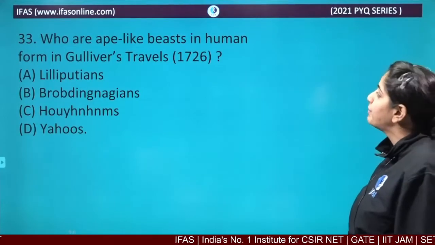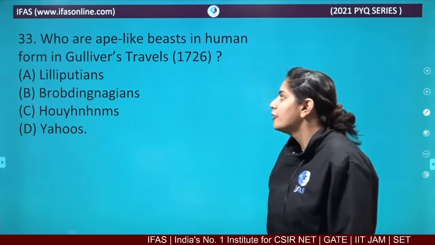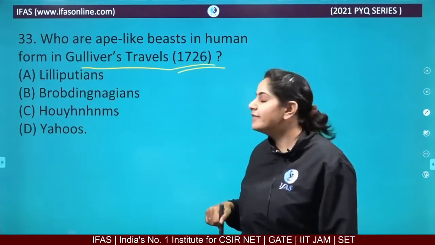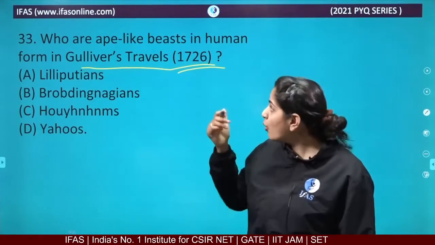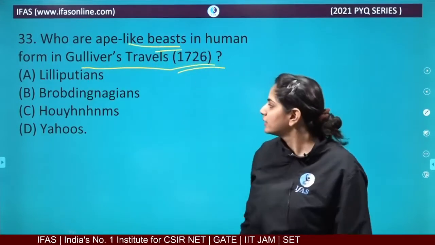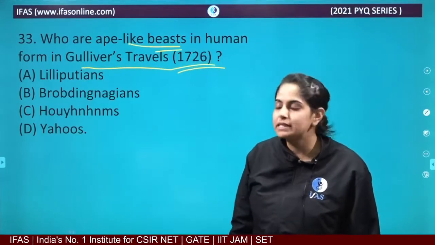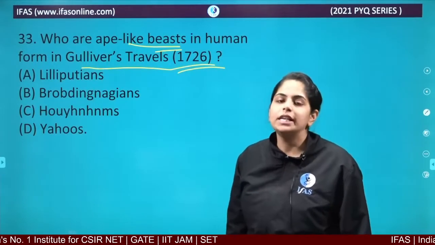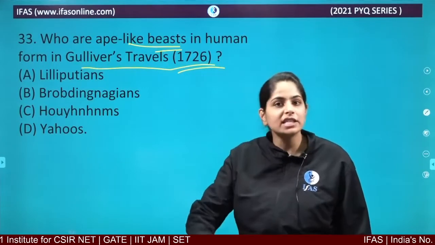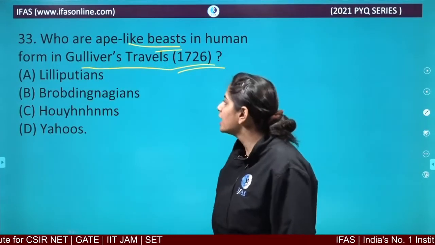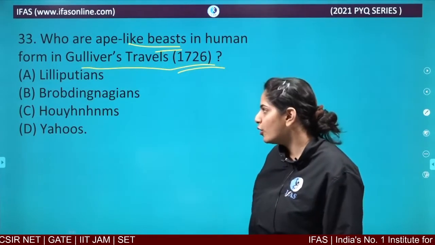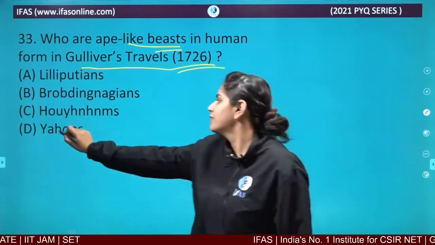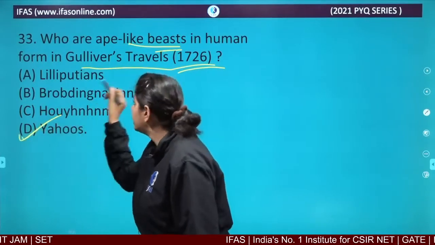Who are the ape-like beasts in human form in Gulliver's Travels, which was written in 1726? Who are these ape-like beasts? Lilliputians? No, Lilliputians were the ones who were very small in size. Brobdingnagians, no. Houyhnhnms, no. They were called Yahoos in Gulliver's Travels.